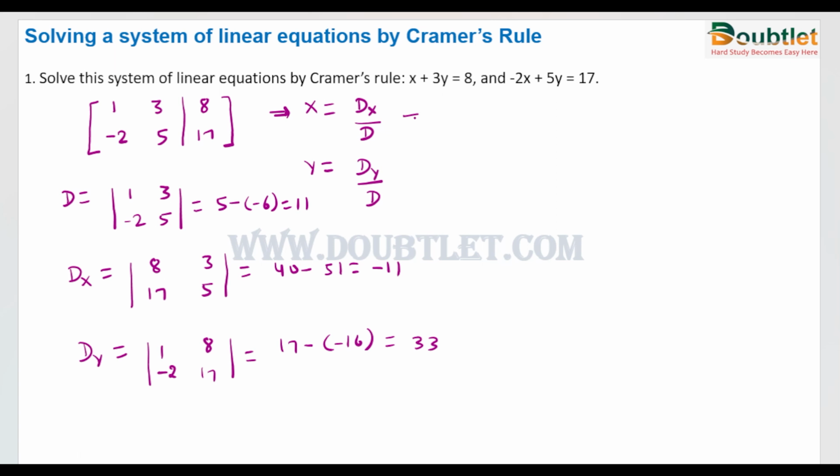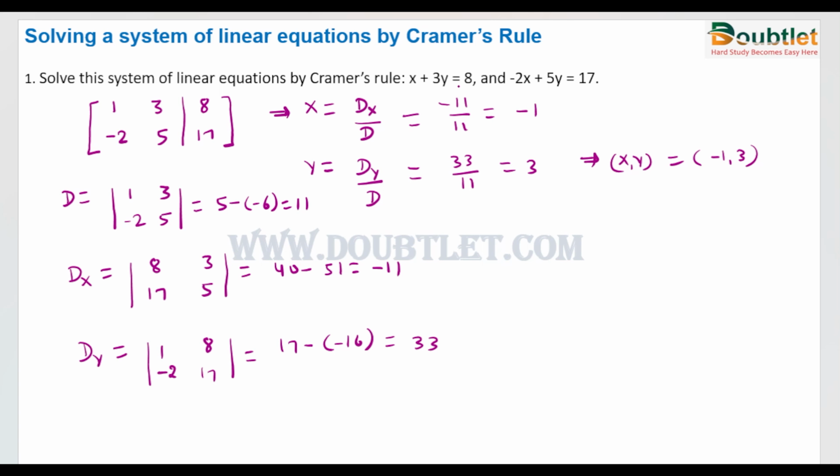Now if we just put these values in this formula, we will get minus 11 divided by 11. So value of x is minus 1, and we will get the value of y as 33 divided by 11. So value of y is 3, so we can write the solution of this system of equations is minus 1, 3.